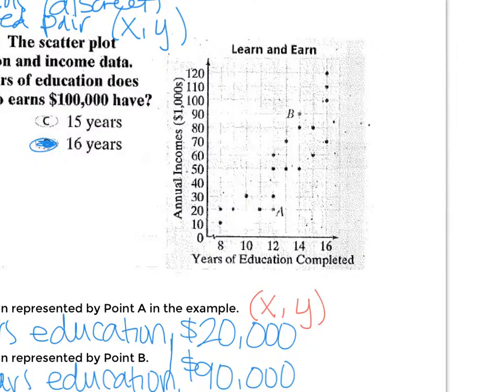The learn and earn scatter plot has a positive correlation. As you head over to the right, the more years of education you complete, the higher the income tends to be.